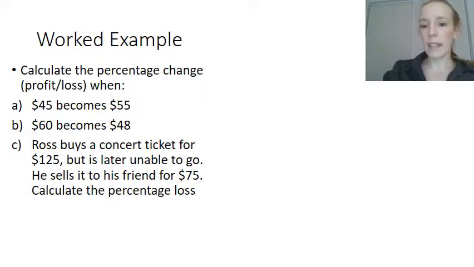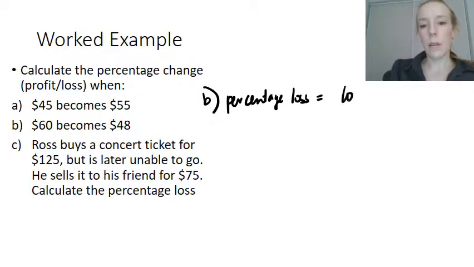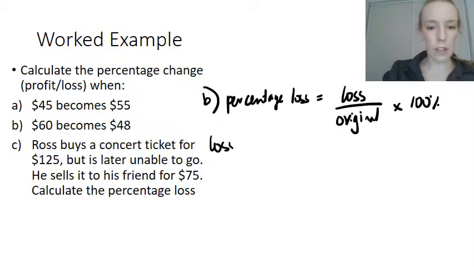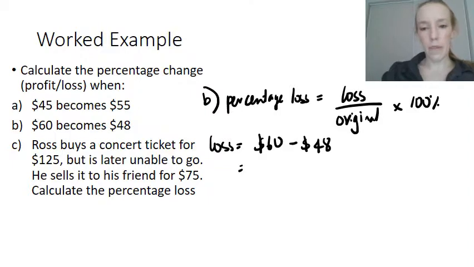That's terribly messy. Oh no, I erased everything. Okay, try again. So it's a loss, so let's do percentage loss equals our loss over our original times 100%. Our loss is equal to $60 minus $48. There we go, that's a little bit neater. And that's $12.